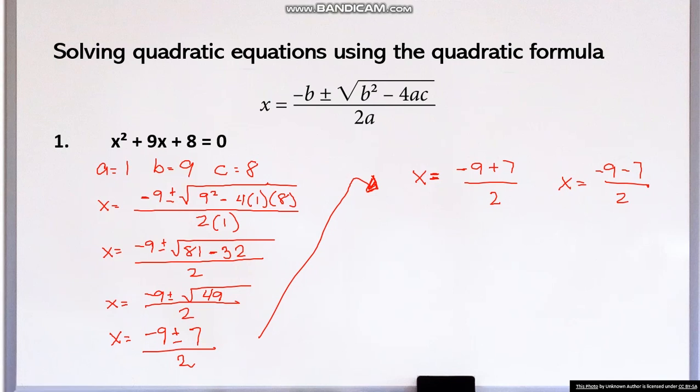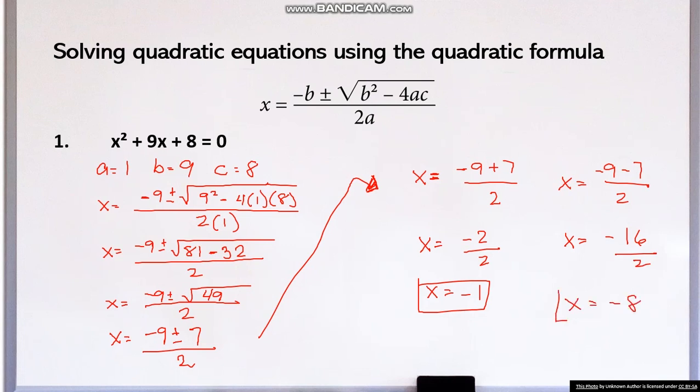So let's continue. Evaluating this one, x equals negative 9 plus 7 will give you negative 2 all over 2. So therefore, x equals negative 1. This is our first solution. The other one is x equals negative 9 minus 7, which will give you negative 16 over 2. So x is equal to negative 8. There you go. The two solutions are x equals negative 1 or x equals negative 8.